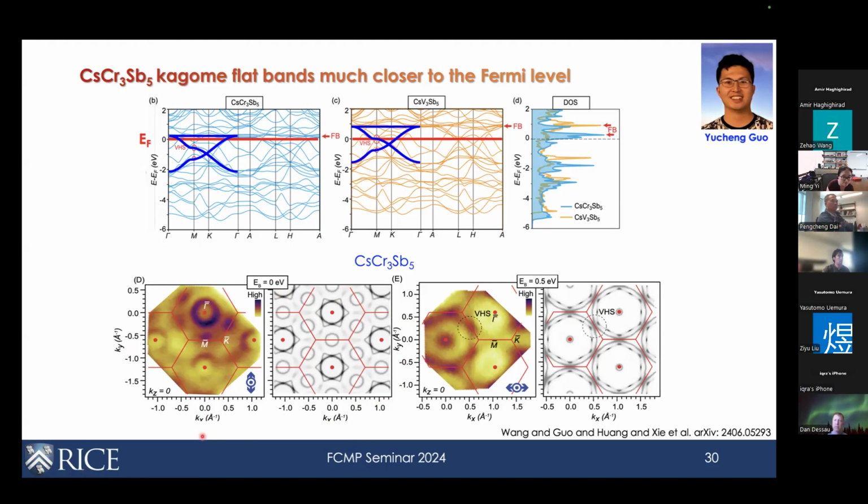But maybe in the future, this could suggest one of two things. One is that with better improvement in sample quality, eventually we could see this. Or it could be just intrinsic, which is that the folding potential of this charge order is weak enough that you don't see a drastic reconstruction of the Fermi surface. But we don't know which case it is yet.